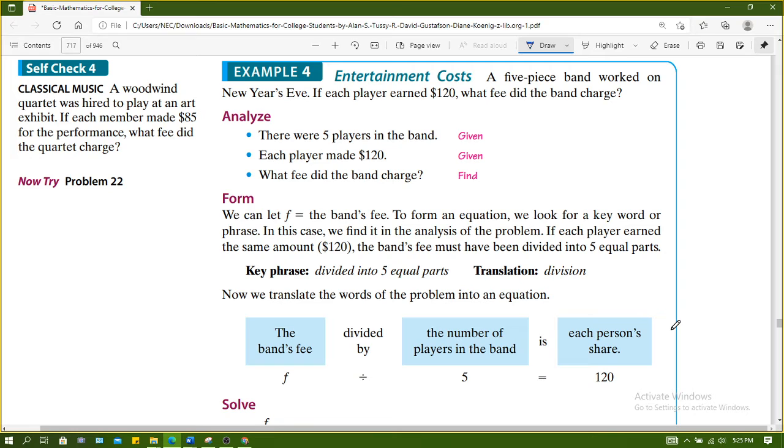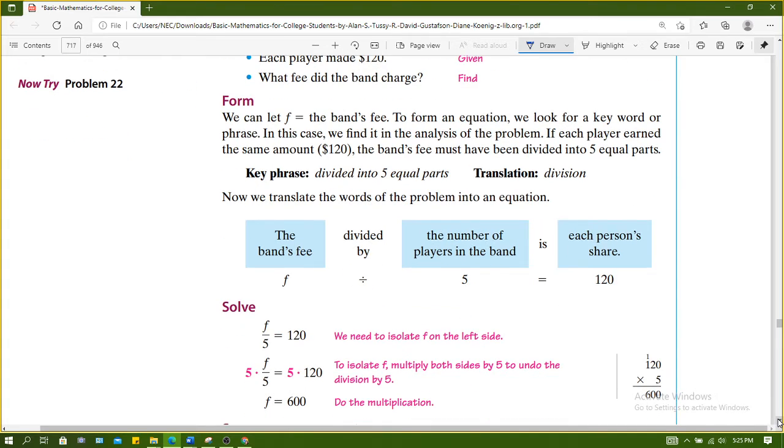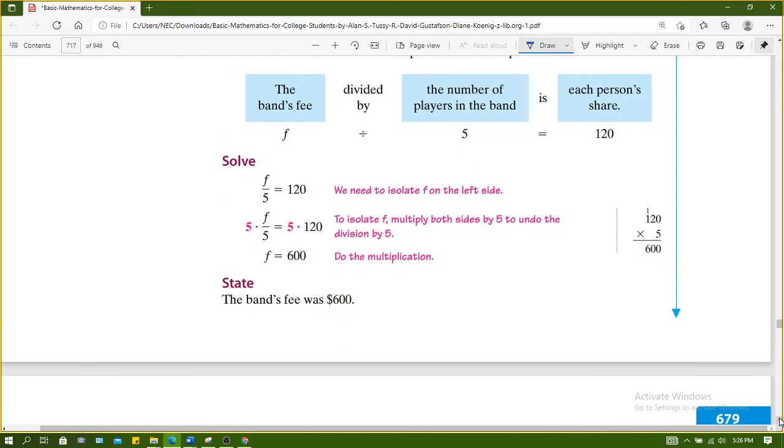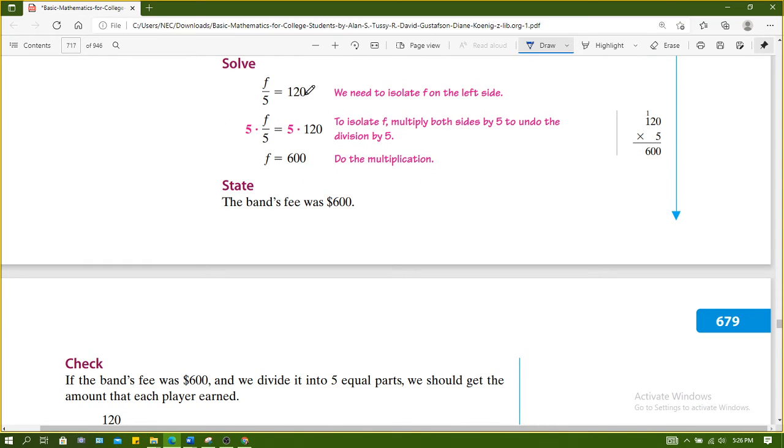Okay. Yeah, there were 5 players in the band. Each player made $120. What fee did the band charge? So we can let F be the band's fee to form the equation. Then we will look for keywords. The key phrase there is divided into 5 equal parts, and that means division. So we can translate the problem into an equation: the band's fee, F, divided by 5, the number of players in the band, is each person's share, which is 120. So F divided by 5 equals 120.